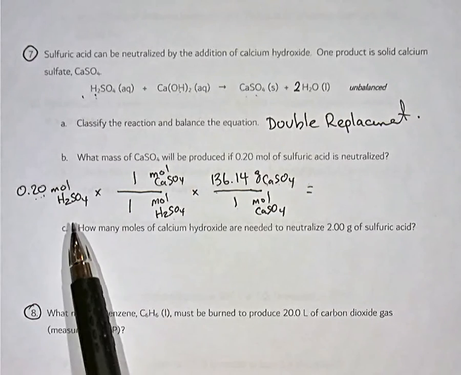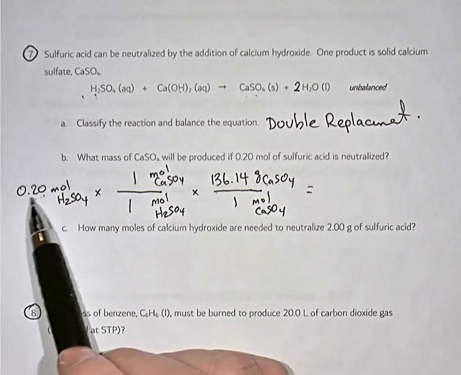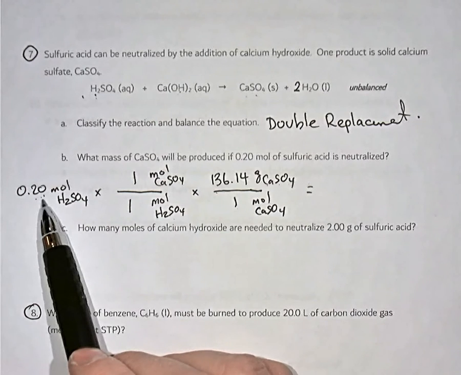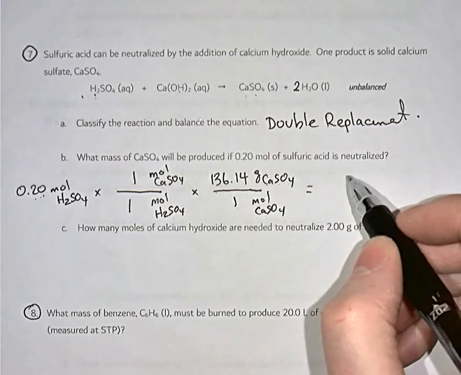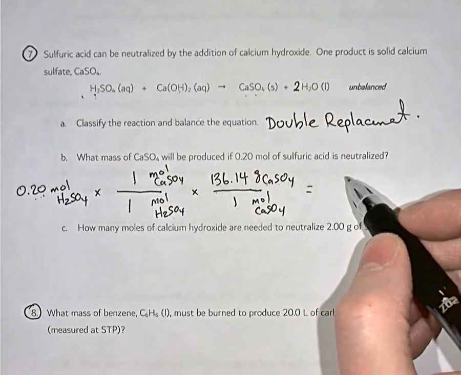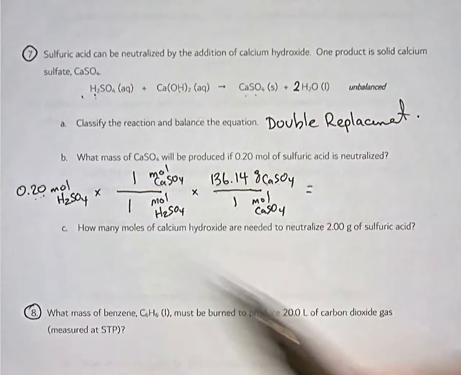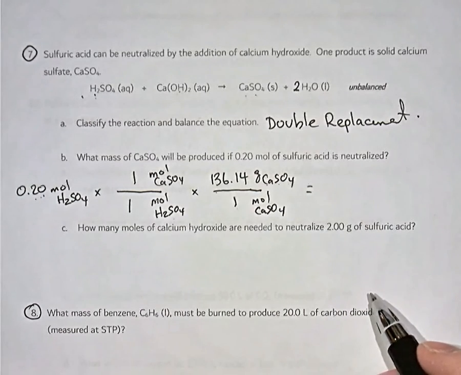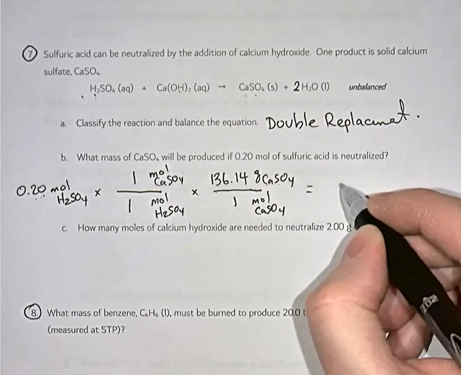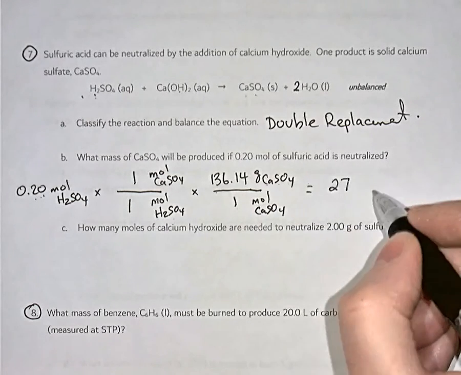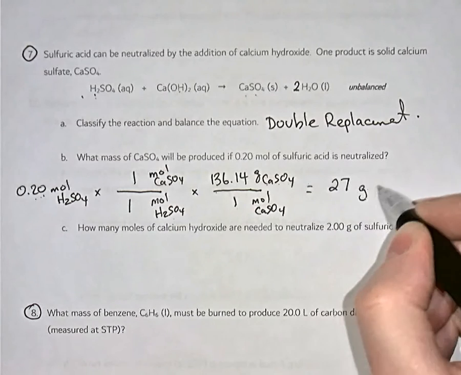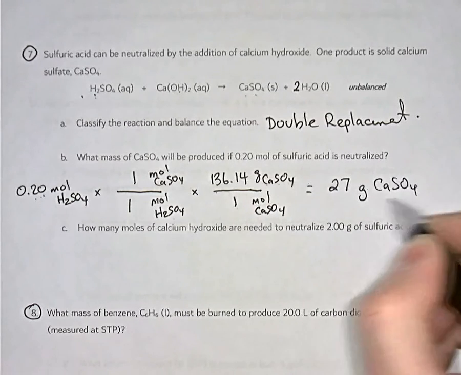And finally, we look at the number of digits in our numbers. 0.20 has 2 significant digits, while 136.14 has 5 significant digits. So when you're multiplying and dividing, we keep the smaller number of digits. So in this case, we're going to keep only 2 digits in our answer. So your calculator will tell you an answer like 26 point something. I'm going to say the answer is 27 with 2 digits. Grams of calcium sulfate.